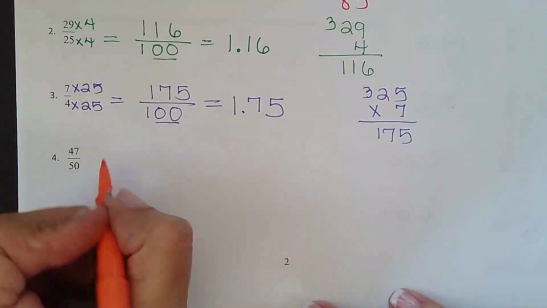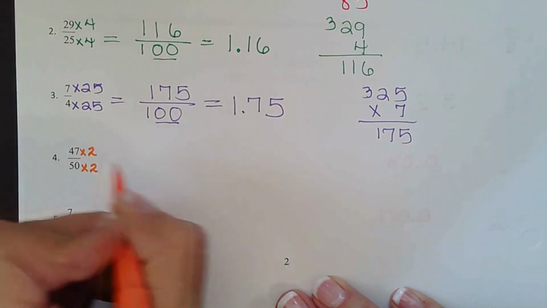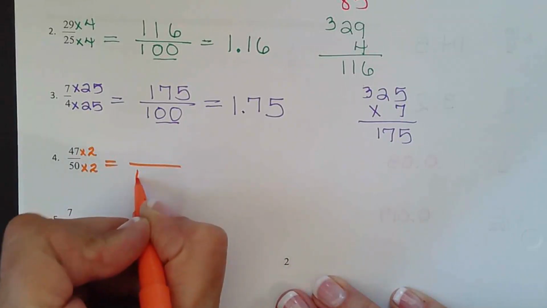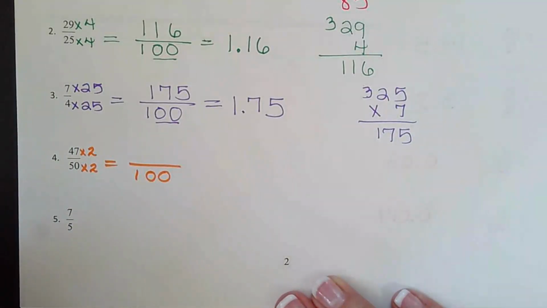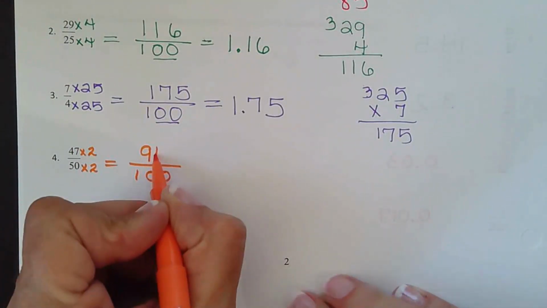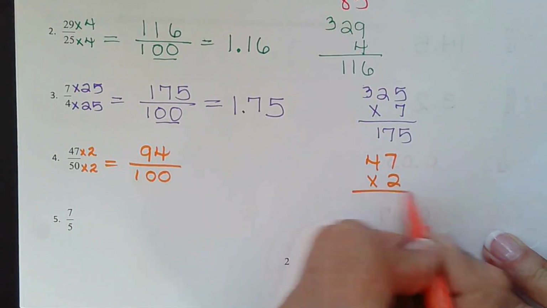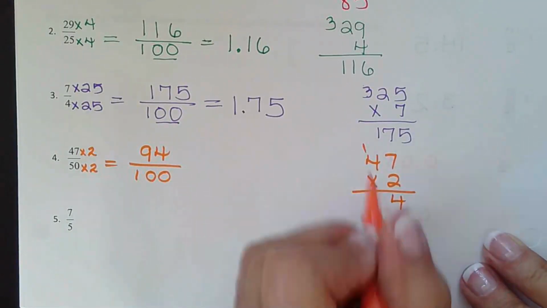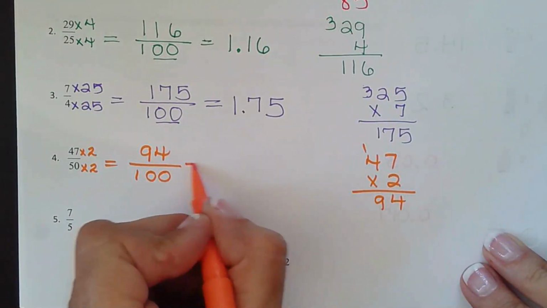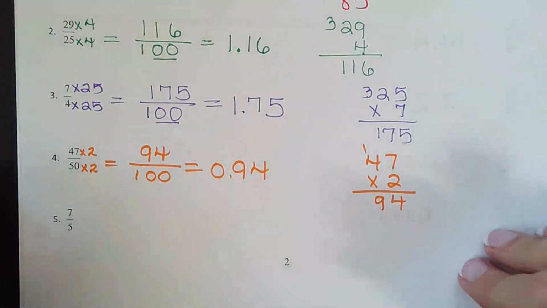Okay, 50 very easily turns into 100 by multiplying it by 2. So 50 times 2 is 100. 47 times 2 is 94, I believe. 47 times 2, 14, carry your 1, 8, 9. Yep. 2 decimal places makes it 0.94. Sweet.